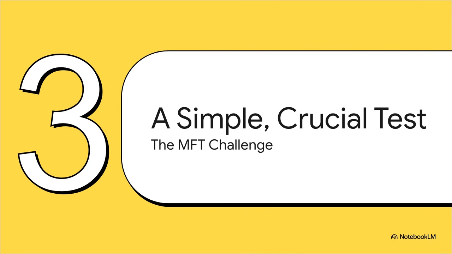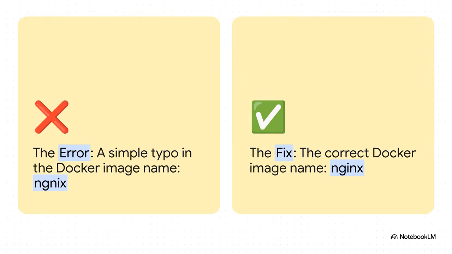So, to see if this all actually works, we need a really clear, simple test case. For that, we're going to use something called a minimum functionality test, or MFT. It's a task that's so basic that the system should be able to nail it every single time. And our MFT? It's a total classic infrastructure blunder. A simple typo in a Docker image name. You can see it right there, nginx, instead of the correct nginx. It's a super common mistake, it's trivial for a person to fix, and it's the perfect way to see if our agent is really paying attention.